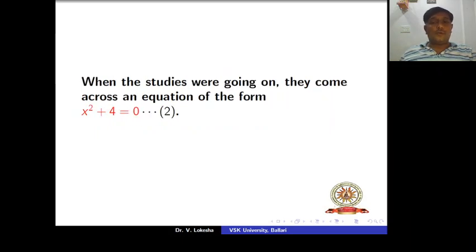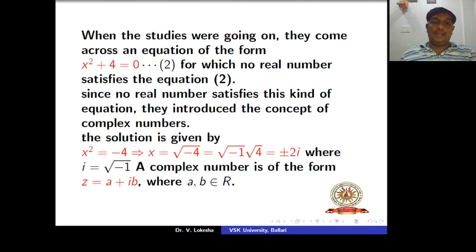When the studies were going on, they came across an equation of the form x square plus 4 is equal to 0, for which no real number satisfies this equation 2. Since no real number satisfies this kind of equation, they introduced the concept of complex number. The solution is given by x square is equal to minus 4, x is equal to root of minus 4, which can be written as root of minus 1 and root 4.